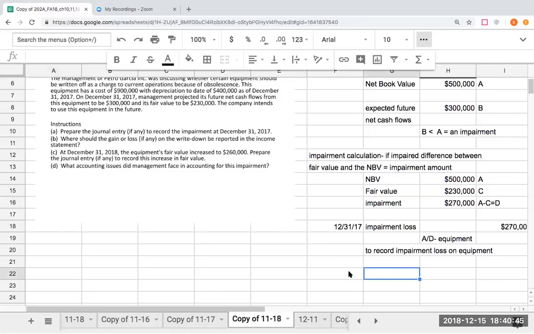Where should the gain or the loss, if any, on the write down be reported on the income statement? My suggestion would be other gains and losses, because it's not something that you would really say is operating. Again, it depends really on materiality. So with B, it's going to be it depends.